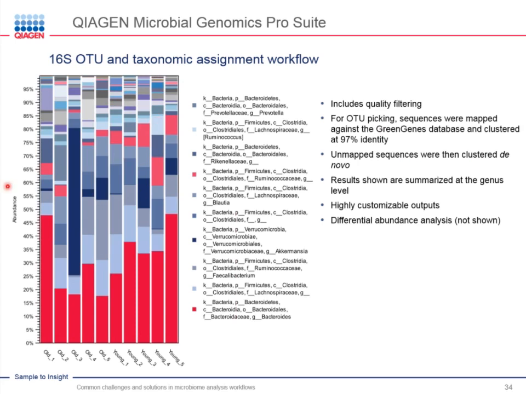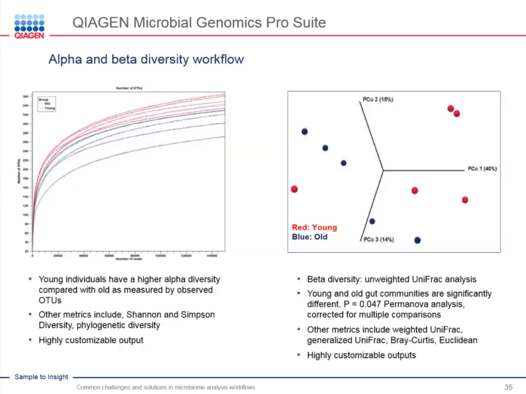So as a secondary analysis, we looked at alpha and beta diversity. Here the alpha diversity plot clearly confirms this feeling. All young individual samples had a higher diversity than the old individual samples, confirming that age has an effect on your bacterial diversity.